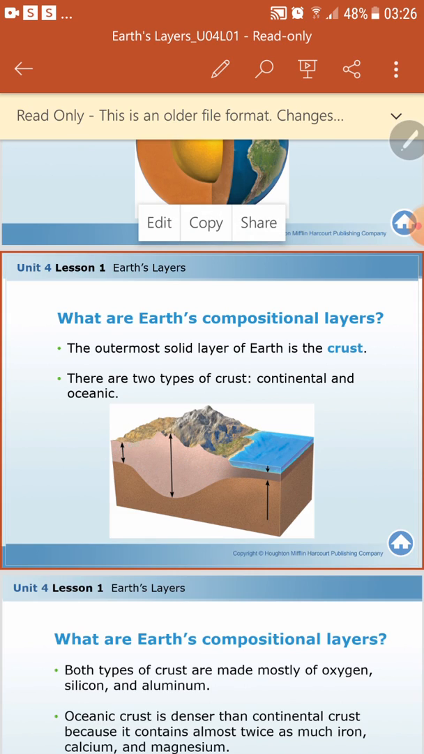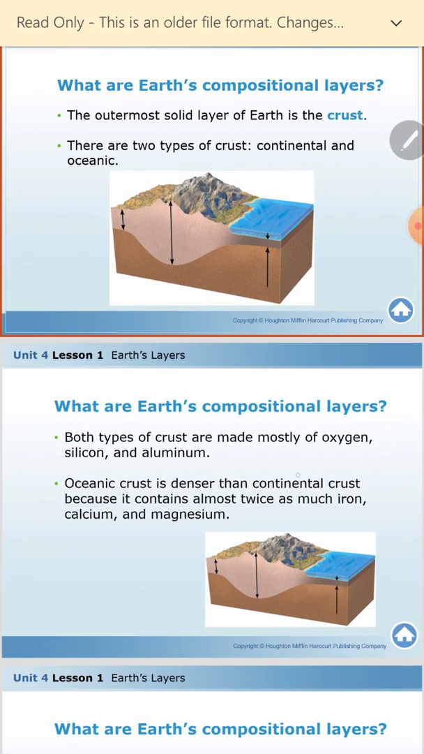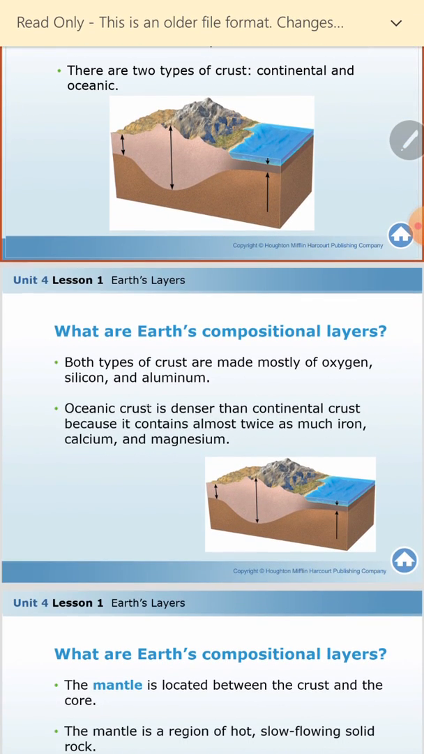Continental crust is under the land, like here. It's thicker than the oceanic. This area that is light is the continental crust. This thin layer that is under the ocean is oceanic crust. Both types of the crust are made mostly of oxygen, silicon, and aluminum.